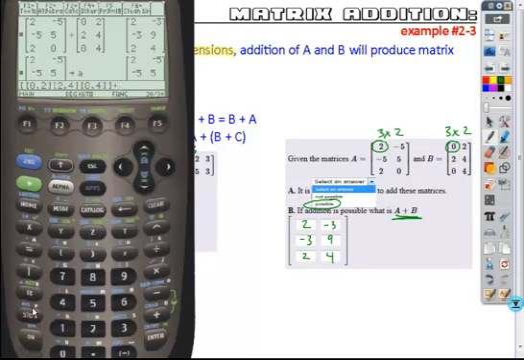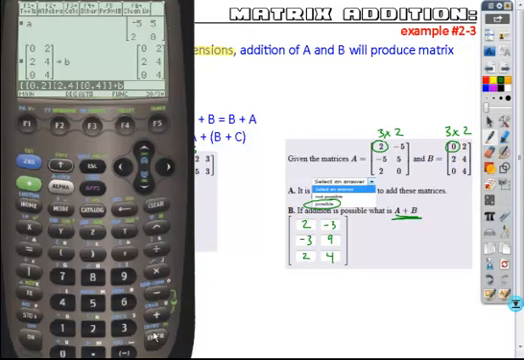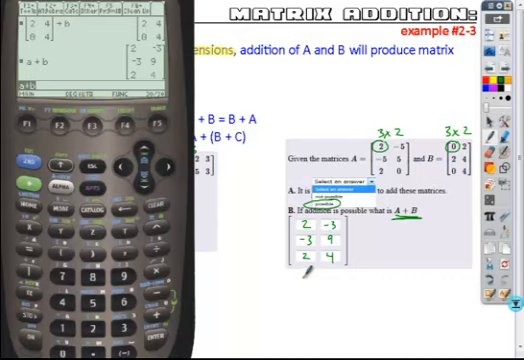If I hit store and I place this as B and hit enter, I now have my first matrix stored as A, my second matrix stored as B. And so what that means is if I now want to find what A plus B is, I can simply type in A plus B, and when I hit enter, it gives me the combined values in matrix form.